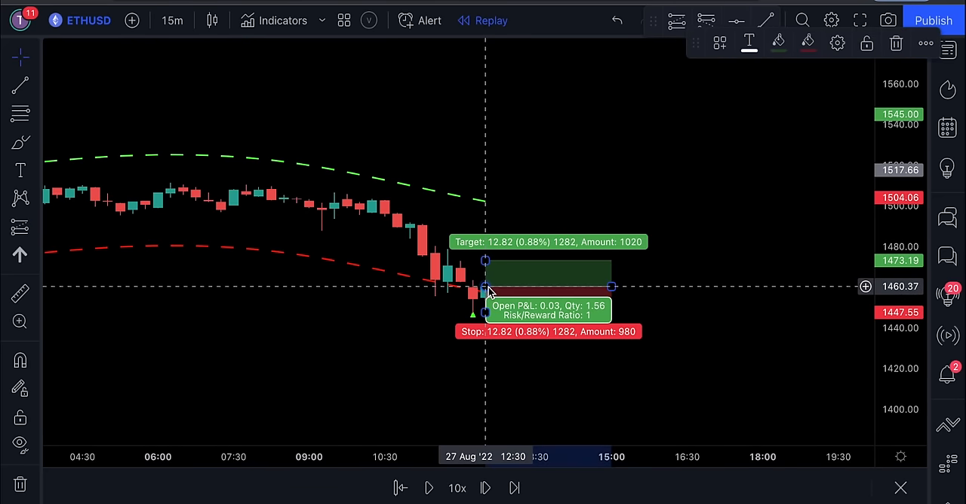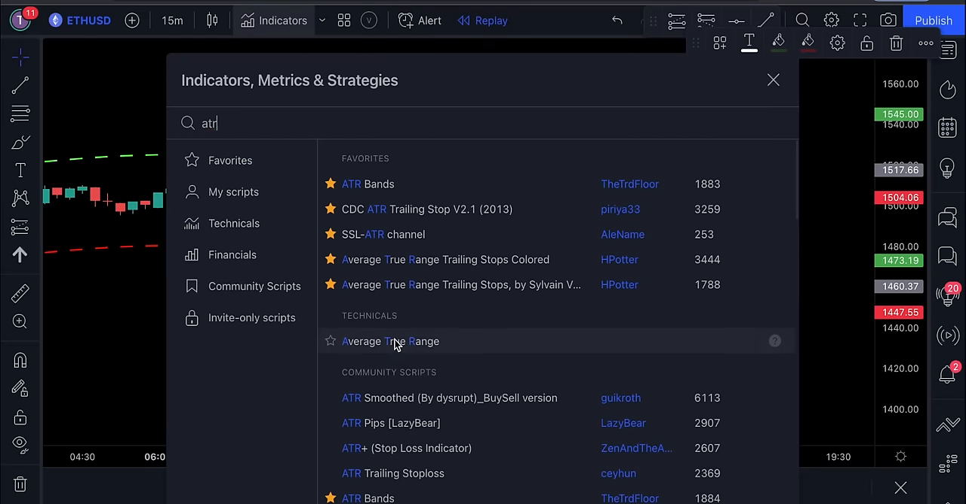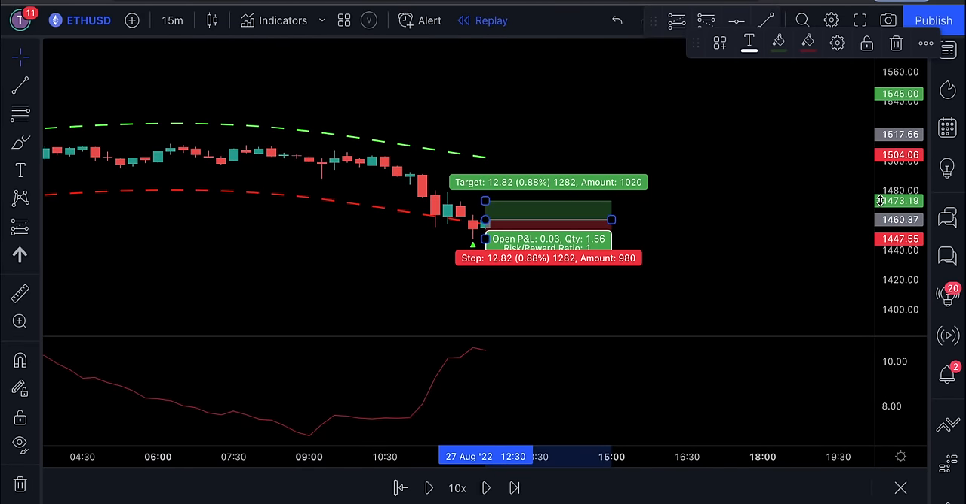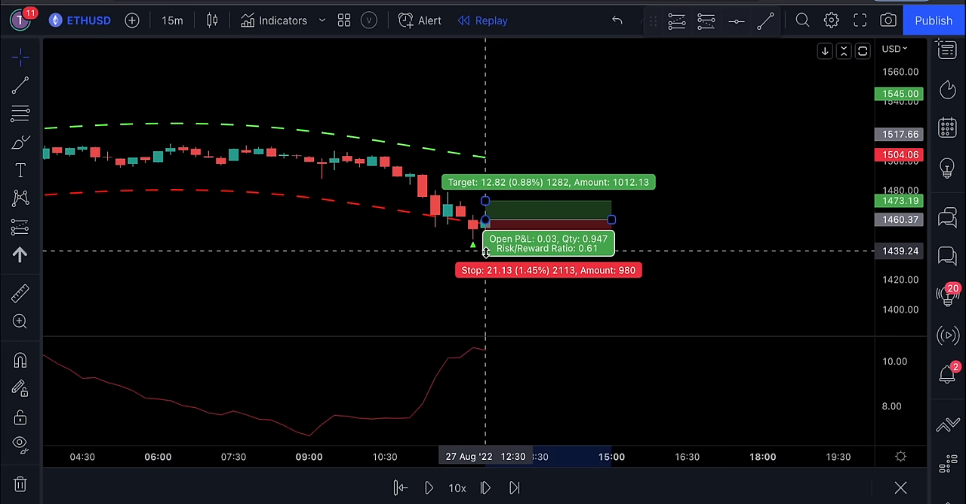In order to determine our stop loss, we need to be using an indicator called ATR. We're going to place our stop loss at the distance of 2 values of the ATR. You can see the value on the right hand side, it says 10.55, so our stop loss will be set at 21 pips away. And we're going to be targeting 1.5 times the risk.